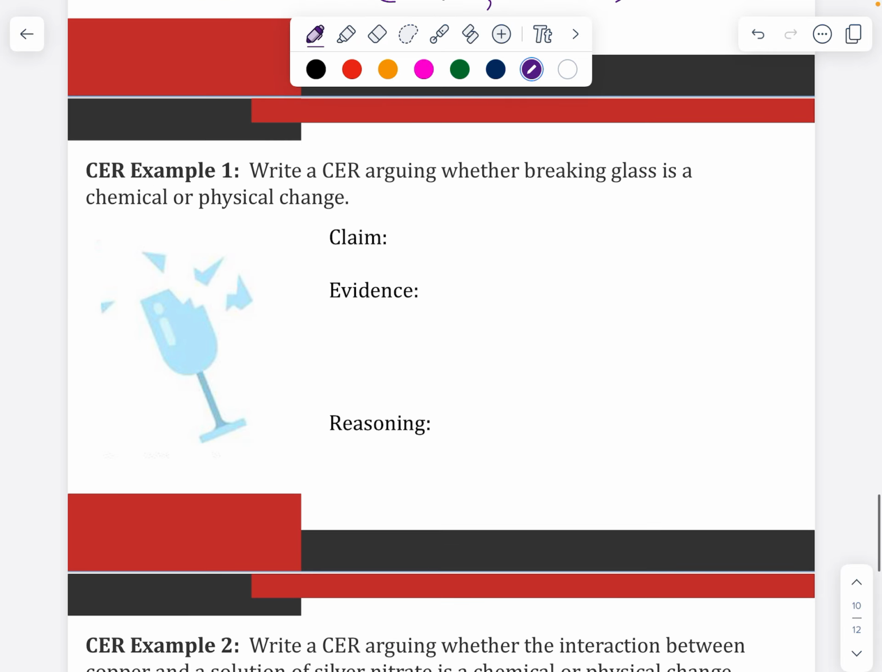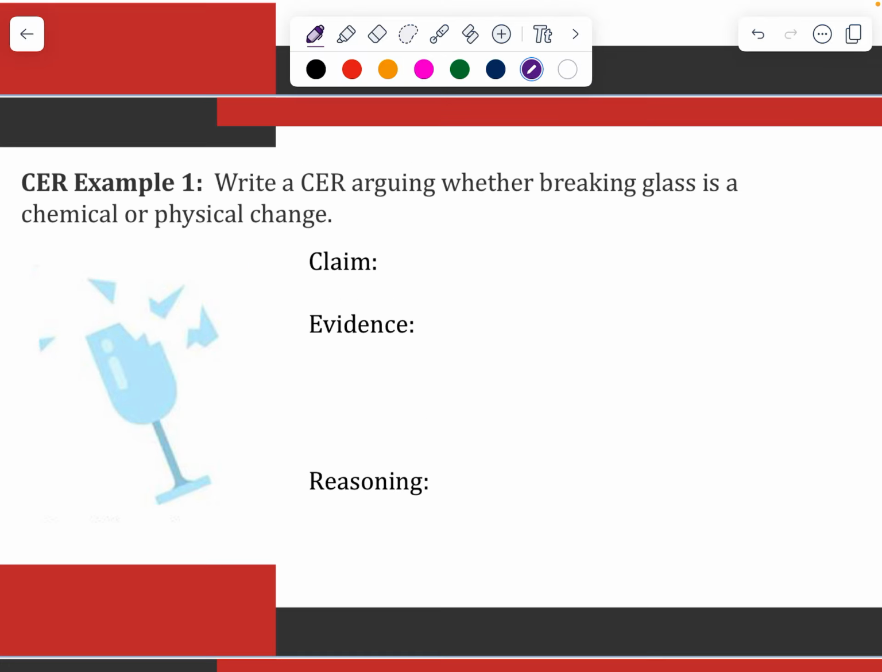All right, so we've got a couple of CERs here, arguing whether breaking of glass is a chemical or a physical change. Feel free to pause the video and then come back and hear what I have written. As I look at this, I'm again considering, is this physically changing or is it chemically changing? And I'm going to make a claim that the breaking of glass is a physical change.